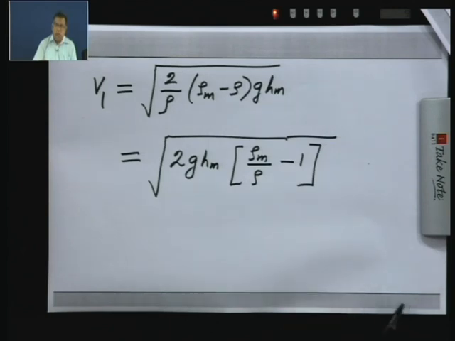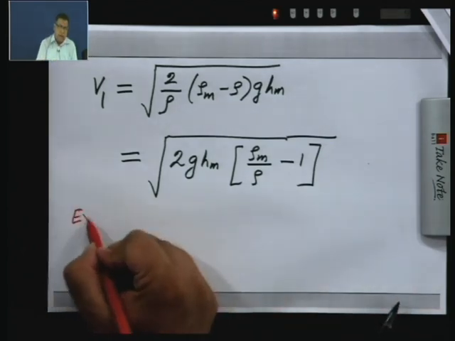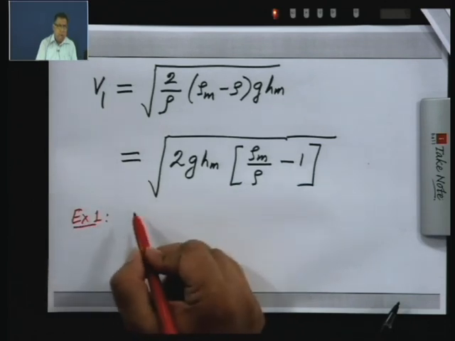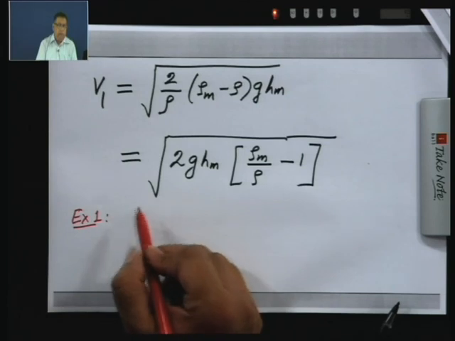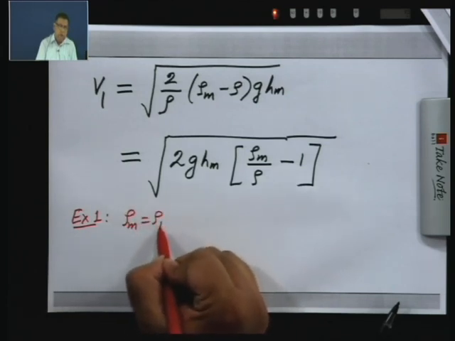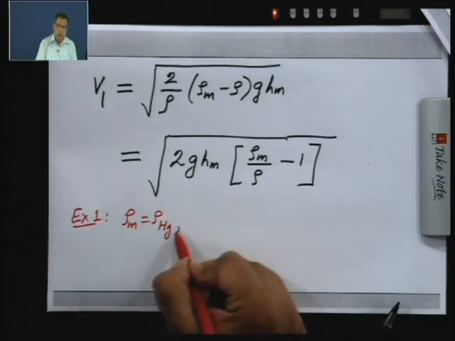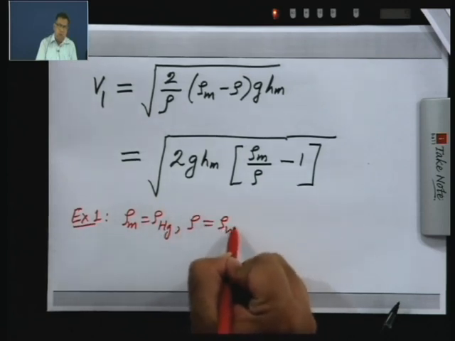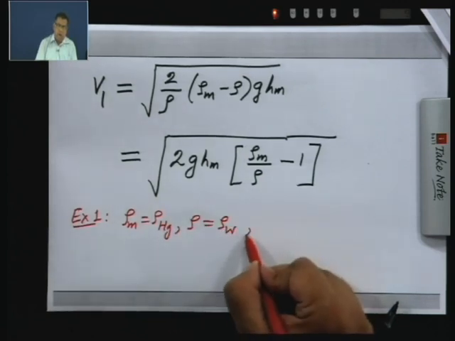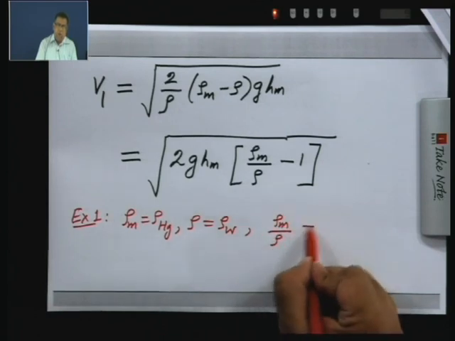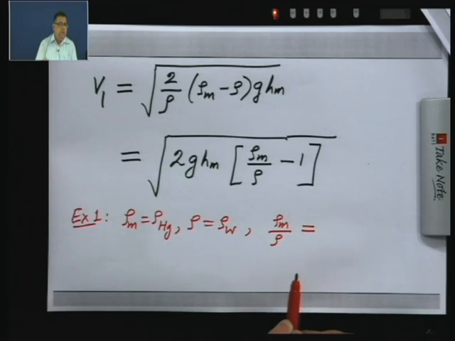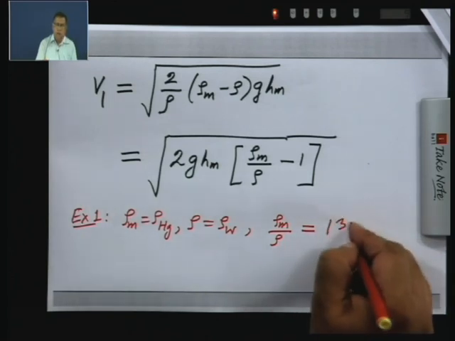Now, we will consider two examples. Say example 1, the fluid is water and the manometer fluid is mercury. So, rho m is the rho of mercury and rho is the rho of water. Then you know that rho m by rho is the relative density of mercury, or the specific gravity, which is 13.6.